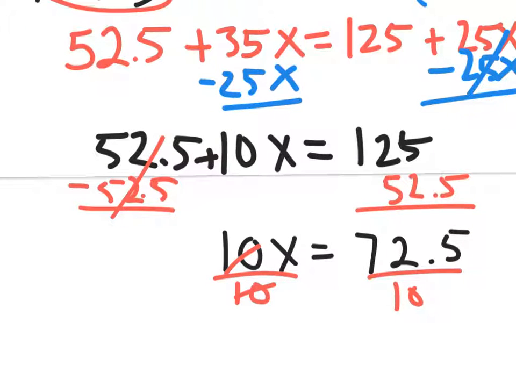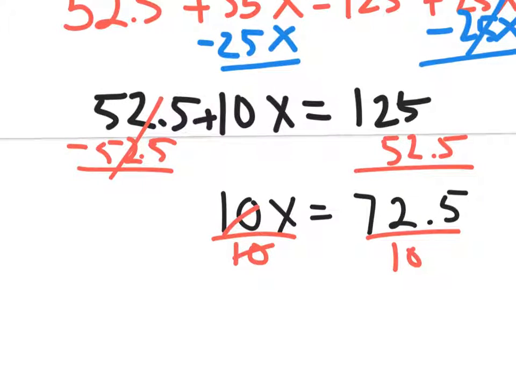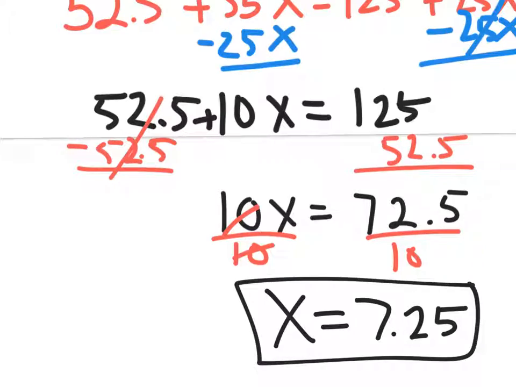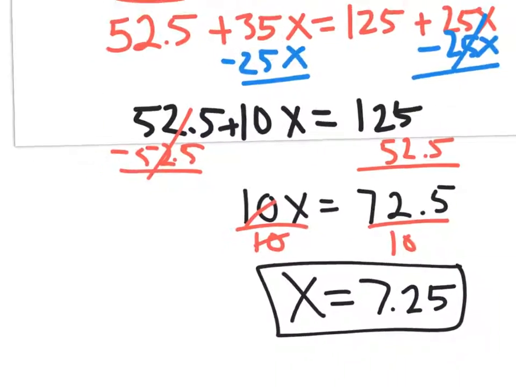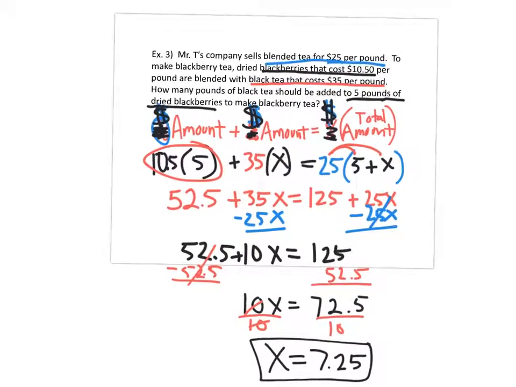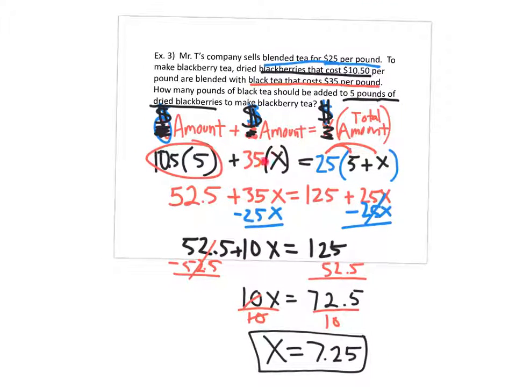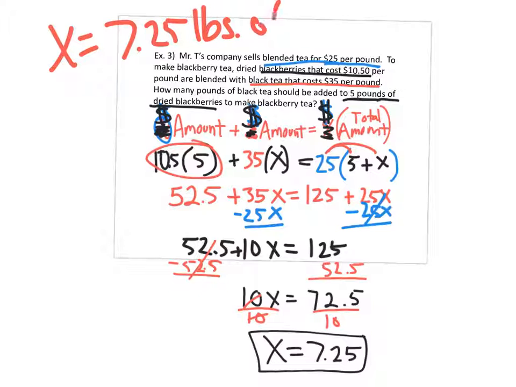So my x answer is x equals 7.25. So let's go back and remember what this means, because I don't even remember what x means right now. Where's x in my equation? It's right here. So we're talking about the amount of that black tea that I needed to add to those 5 pounds of dried blackberries. So that's 7.25 pounds. So that's your answer. x equals 7.25 pounds of tea. I hope that makes sense.